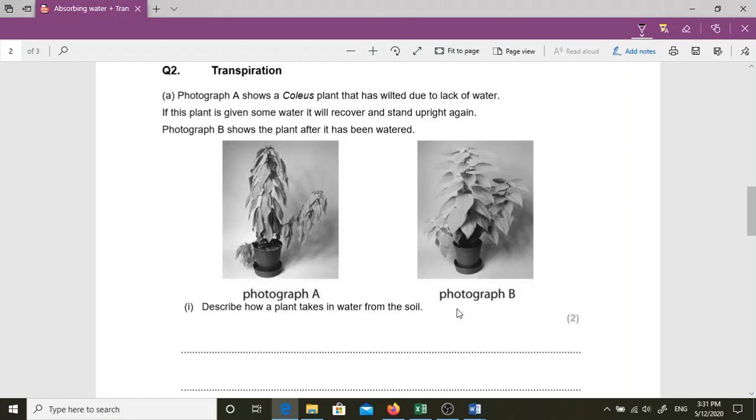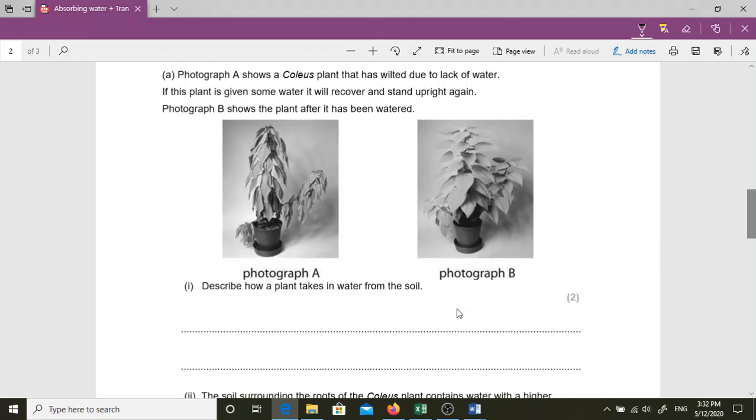And some of these questions are going to be a bit similar to the ones we've just looked at. So here we've got a photo. Photograph A shows a coleus plant that has wilted due to lack of water. If this plant is given some water, it will recover and stand upright again. Photograph B shows the plant after it has been watered. So here we've got the wilted plant, then it's been given water, and after a while it recovers.